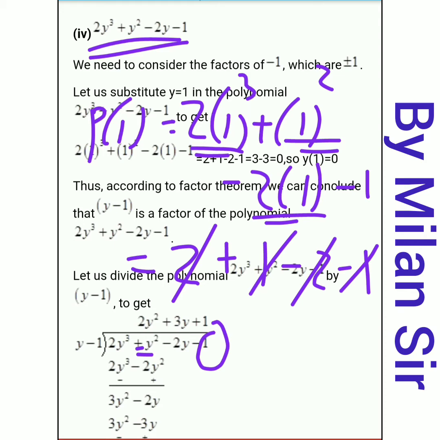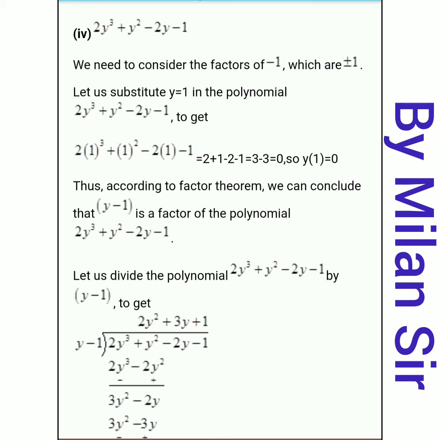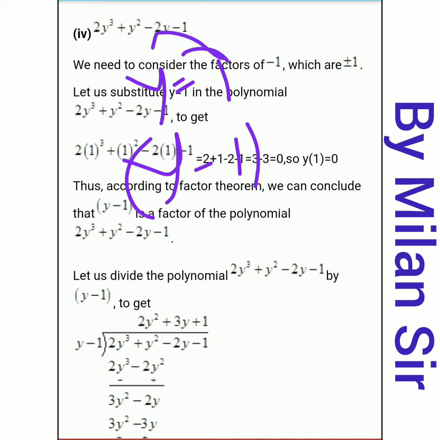We need to write this. Initially we already got the idea about the factor, that y minus 1 is a factor, but we need to write this because we need to give proof. So just write this. After that we can say that y equals 1 is a zero of the polynomial, so we can say that y minus 1 is a factor of the polynomial. Transfer this plus 1 to the left hand side, so it becomes minus 1, so y minus 1 is a factor of the polynomial.